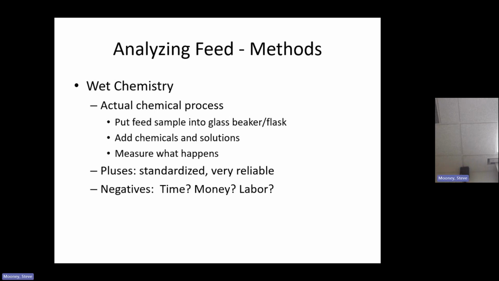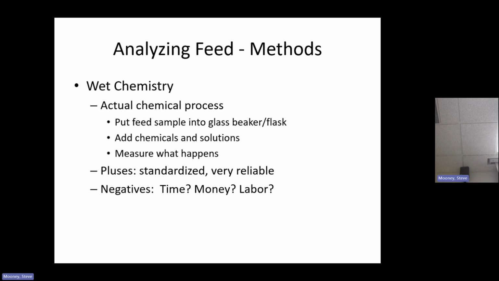The downside to that is they take a lot more time generally. To do a fiber by wet chemistry, I have to get my sample dry and prepped. That takes at least 12 hours.